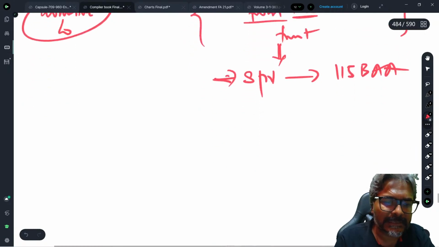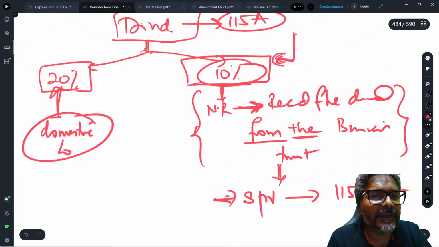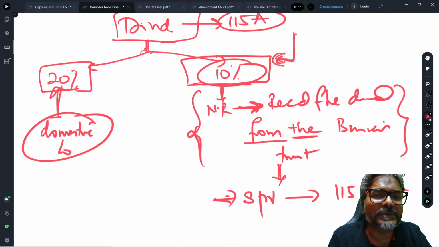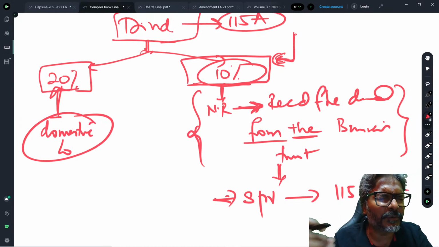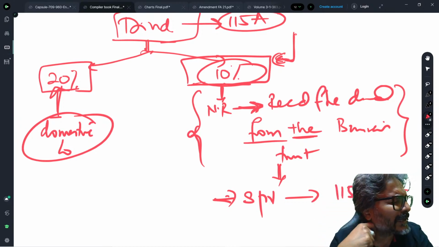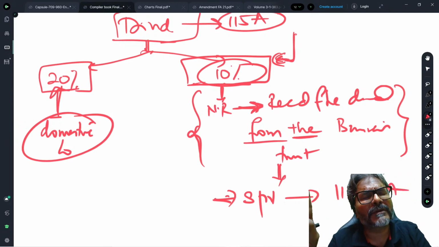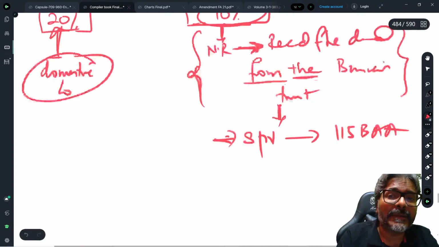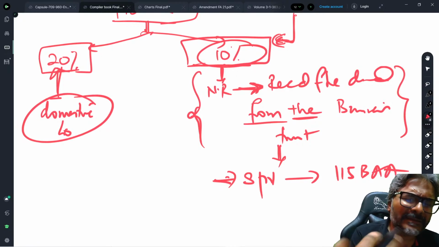Any doubt, students, in this case? If the question is silent, Abhishek is asking, about the business trust giving the dividend to the non-resident, what is the assumption that we'll do? We can take the assumption of 115BAA, that it is assumed that the SPV has taken the 115BAA route. Okay, that assumption you can take.